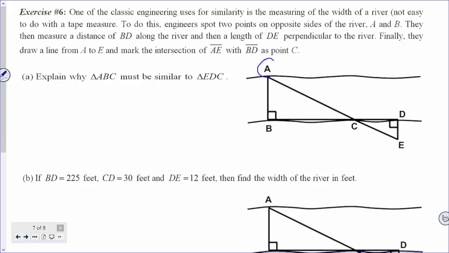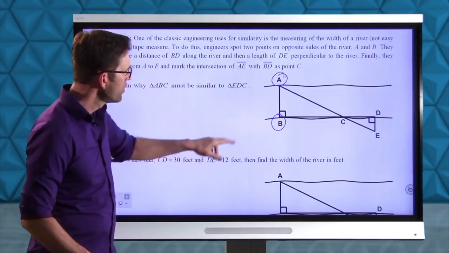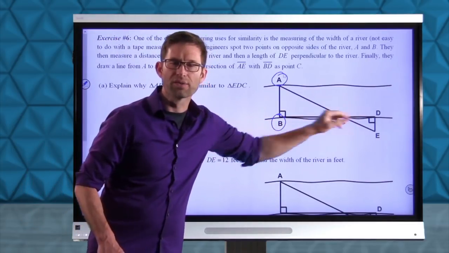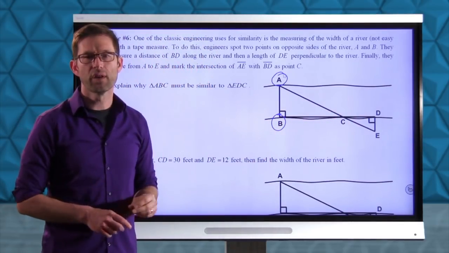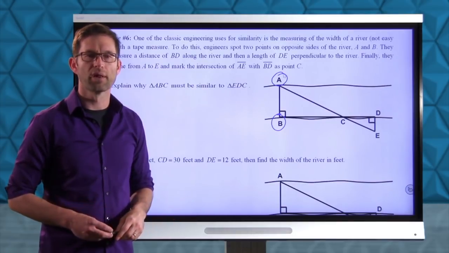They then measure the distance of BD along the river and then a length of DE perpendicular to the river. Finally, they draw a line from A to E and mark the intersection point of AE and BD as point C. So the first part of the question is, explain why triangle ABC must be similar to triangle EDC. Why do those two right triangles have to be similar? Pause the video if you need to now and write down a small explanation.